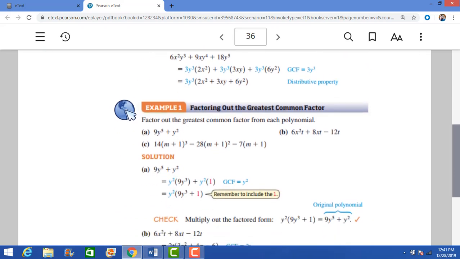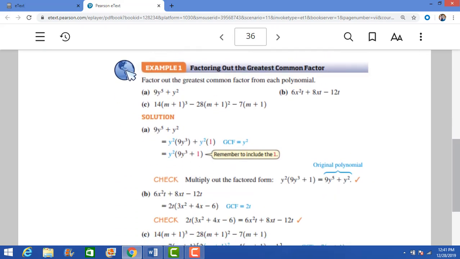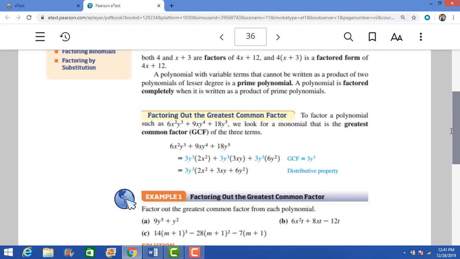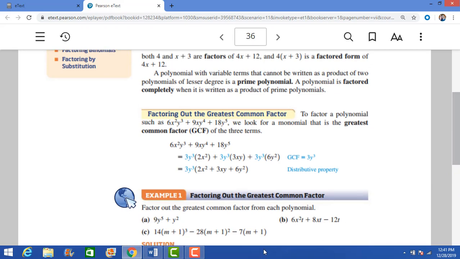Okay, so now in this example here, we're going to do the same thing. Let me pull it up so we don't see the solutions, and maybe we can work out the first one at a time.